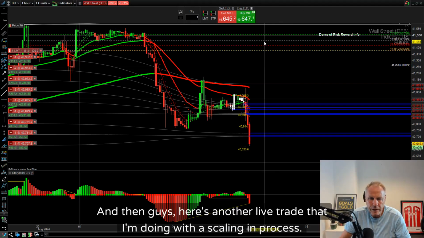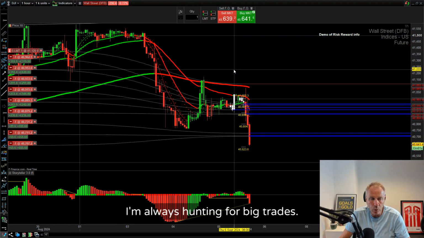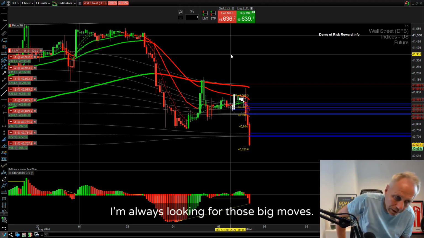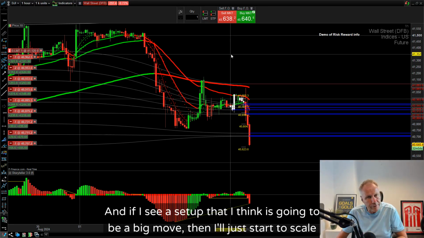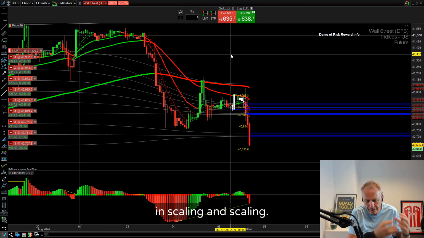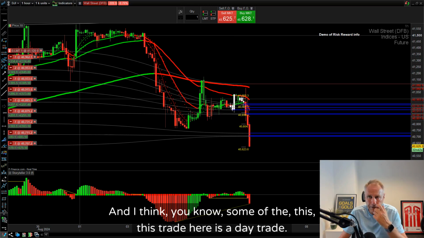And then guys, here's another live trade that I'm doing with a scaling in process. I'm always hunting for big trades. I'm always looking for those big moves, okay? And if I see a setup that I think is going to be a big move, then I'll just start to scale in, and scale in. And I think some of this trade here is a day trade.